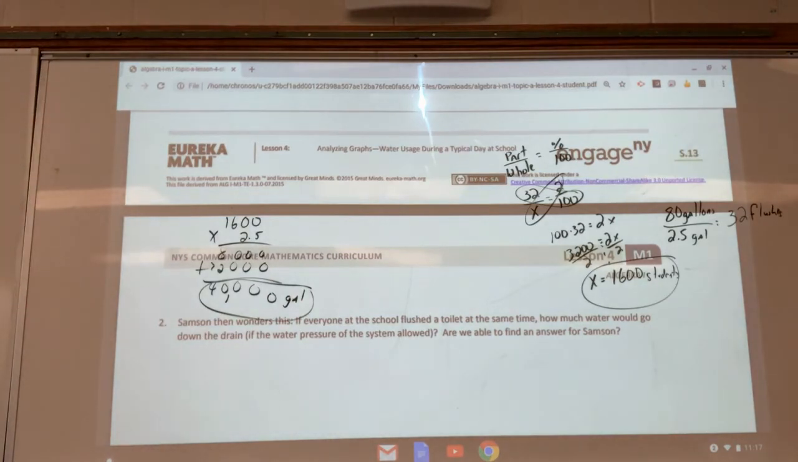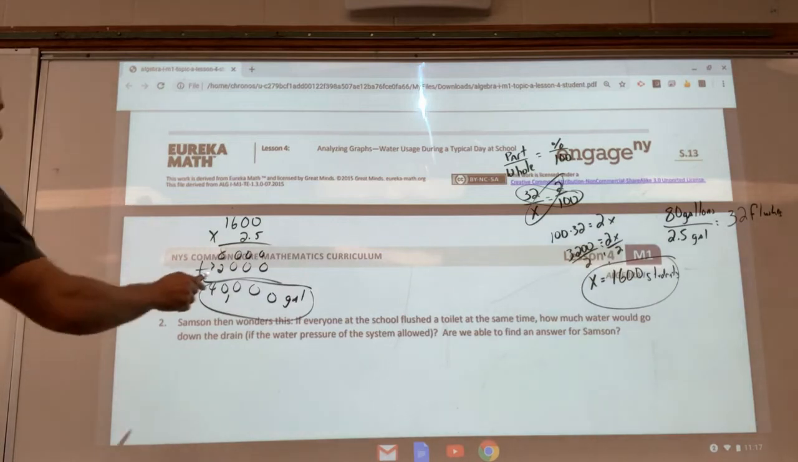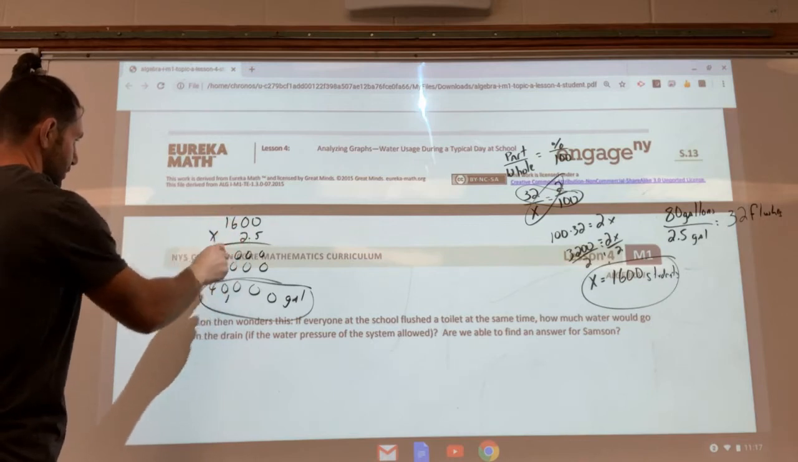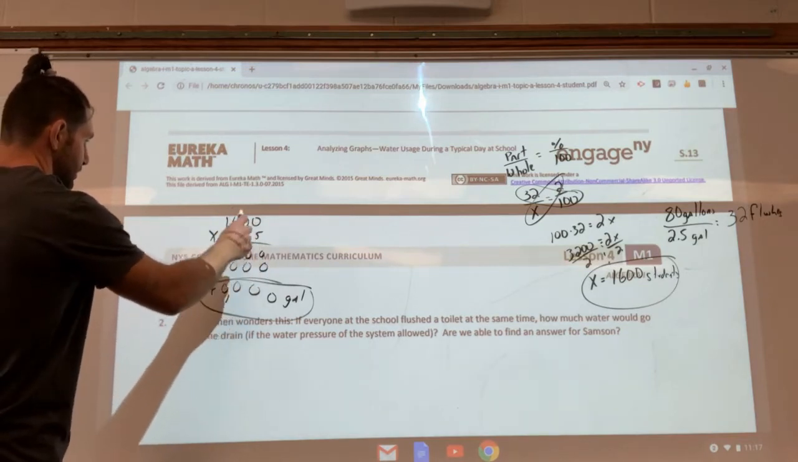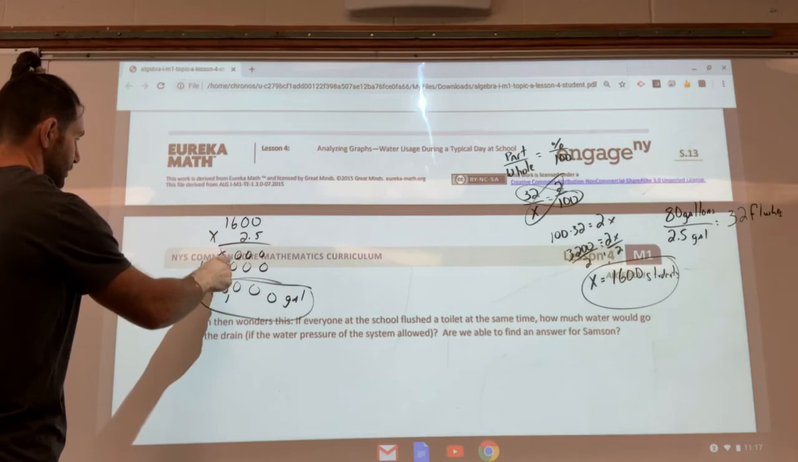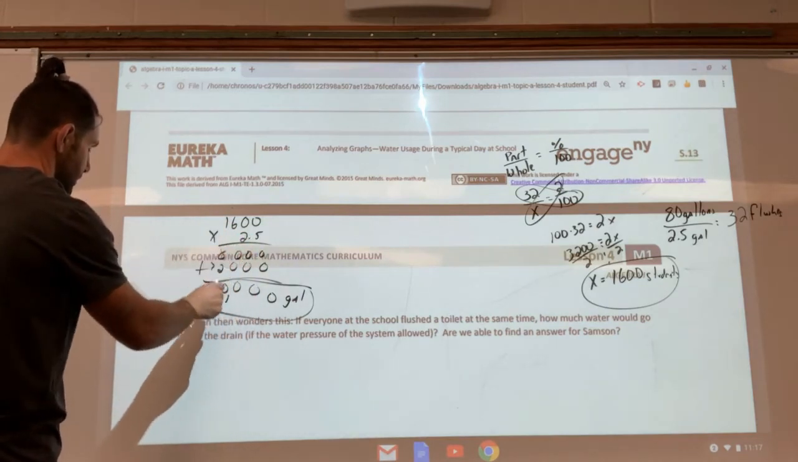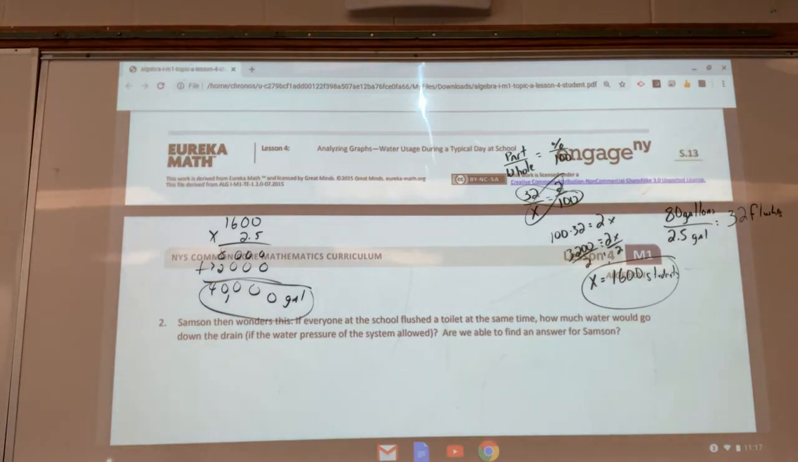Nope, I missed the math somehow. 5 times 0, 5 times 0, 5 times 6 was 30, carry the 3, that's good. Put the 0, 0, 0, 12, carry the 1, 3, 0, 0, 0, 0. So why do they have 4,000? Wait a minute. 1,600 times 2.5. Am I just doing my math that wrong? Oh my goodness. 1,600 times 2.5, 4,000. So I'm just doing my math really wrong.